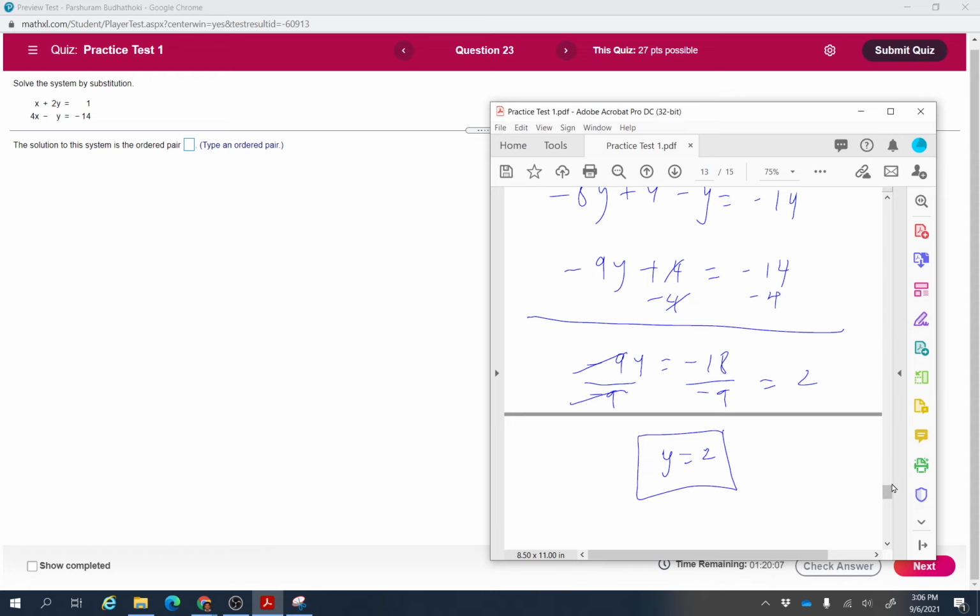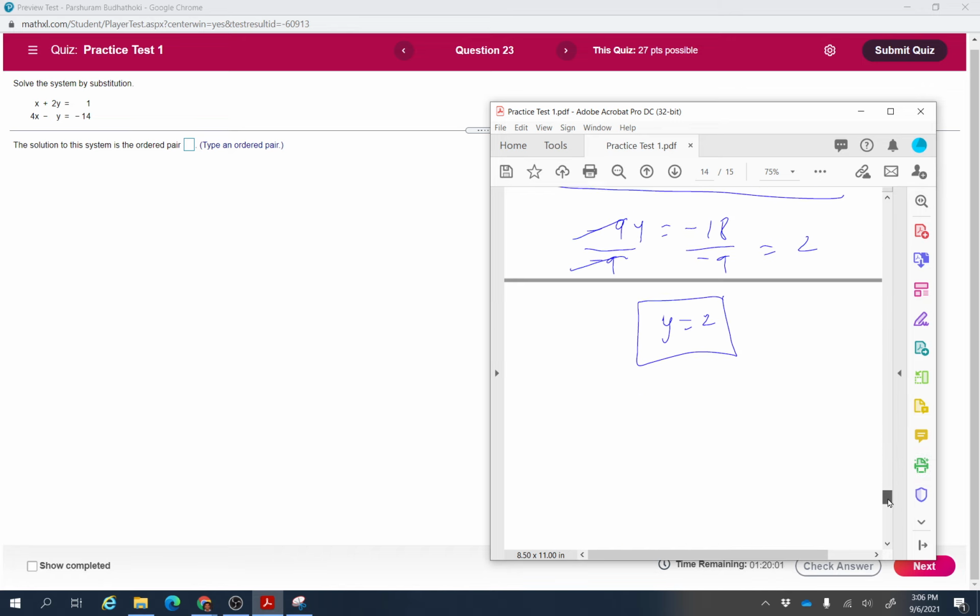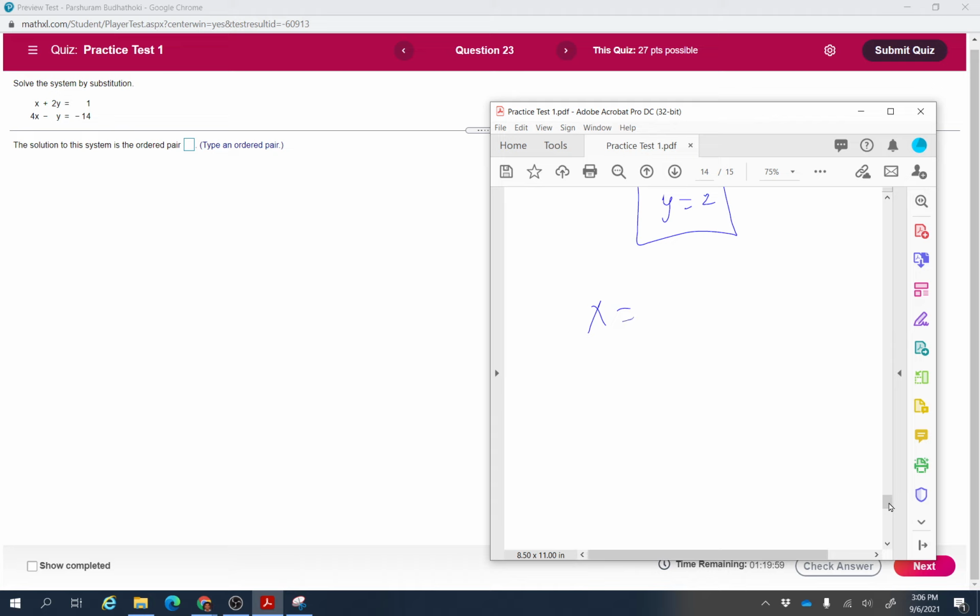So after finding the value of y, we can find x by using equation 1. Equation 1 says x is negative 2 times y plus 1. So that is negative 4 plus 1, which is negative 3. So we found x and y.